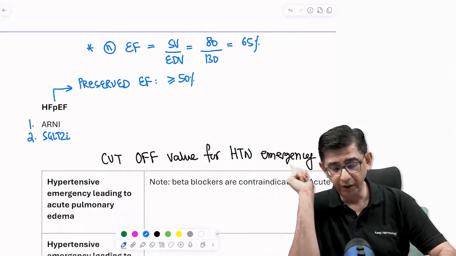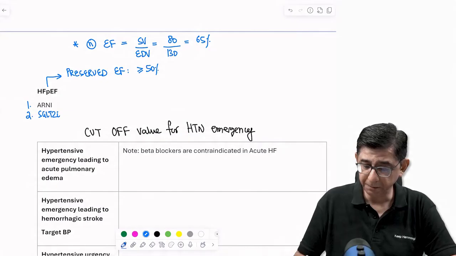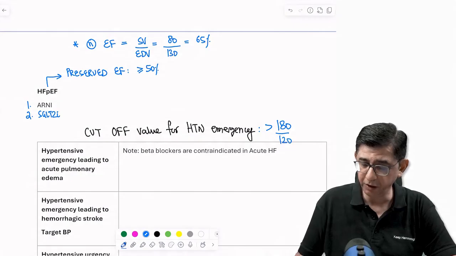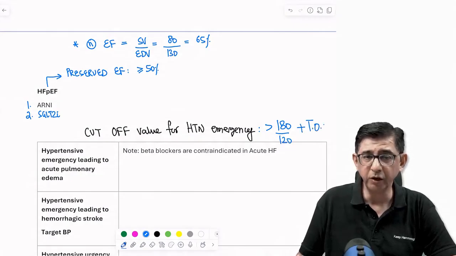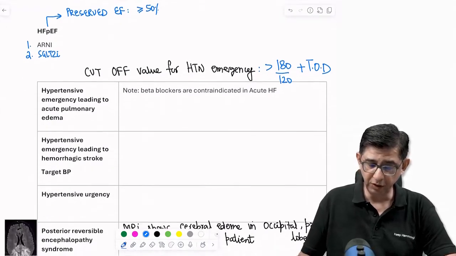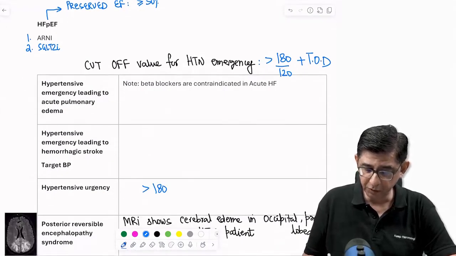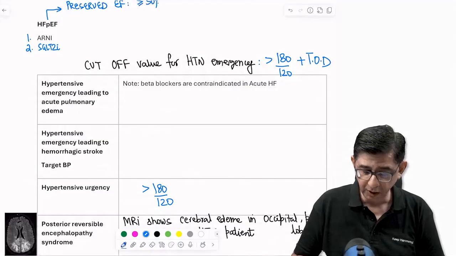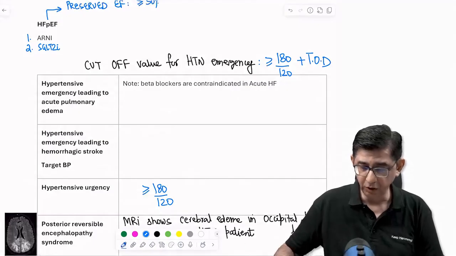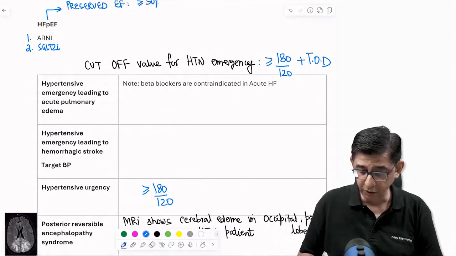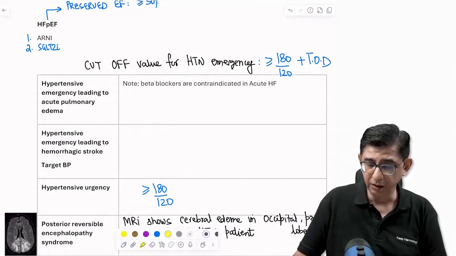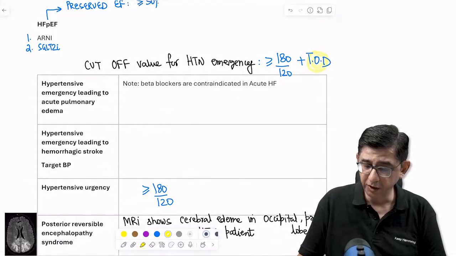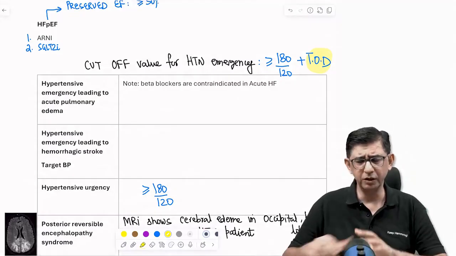As I've explained to you already, cutoff value for hypertensive emergency is more than 180 by 120 millimeter of mercury with evidence of target organ damage. If he says the word hypertensive urgency, the blood pressure is more than 180 by 120, but there is no evidence of target organ damage. Let me see if you got my concept or not. The main feature that you need to remember for the emergency word is TOD, that is target organ damage in a patient.